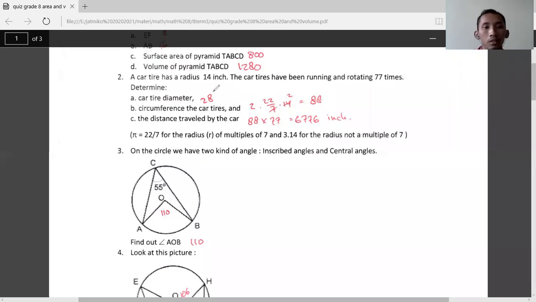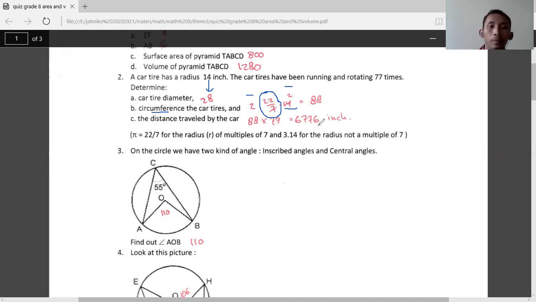For the diameter, we just need to multiply by 2 because the diameter is twice the radius. The circumference is 2 pi r. Why I use pi as 22/7 is because the radius is a multiple of 7. This is a principle that you have to know.